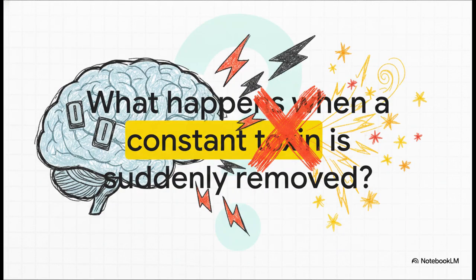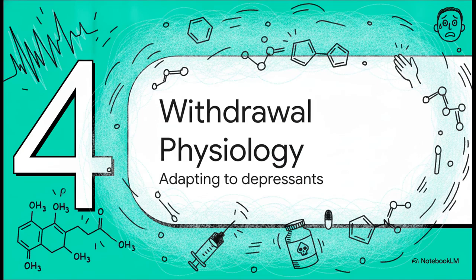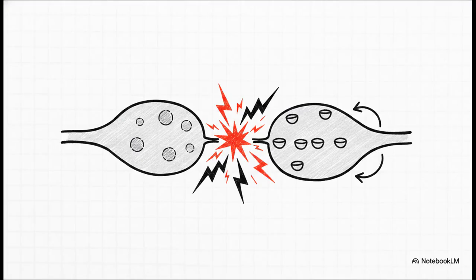But here is the pivotal question. If our brain adapts its brakes to deal with the constant presence of a depressive toxin, what happens when that constant toxin is suddenly removed? And that is Section 4, the physiology of withdrawal. When a patient takes a depressant chronically, their brain fights back to restore that seesaw balance. And it does this through these surprisingly rapid neuroadaptations.